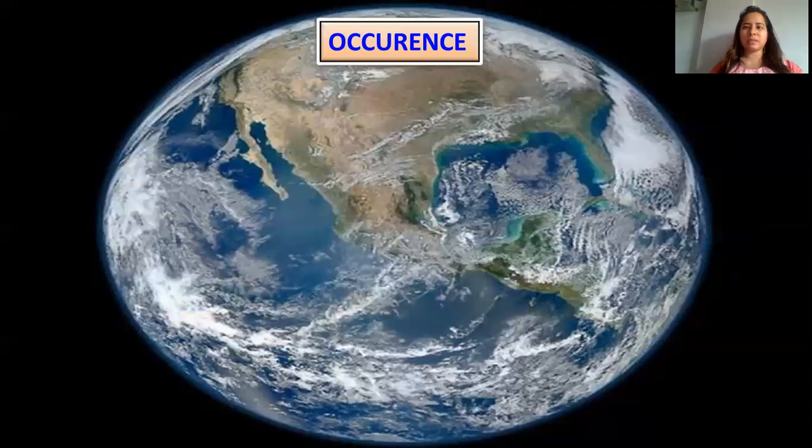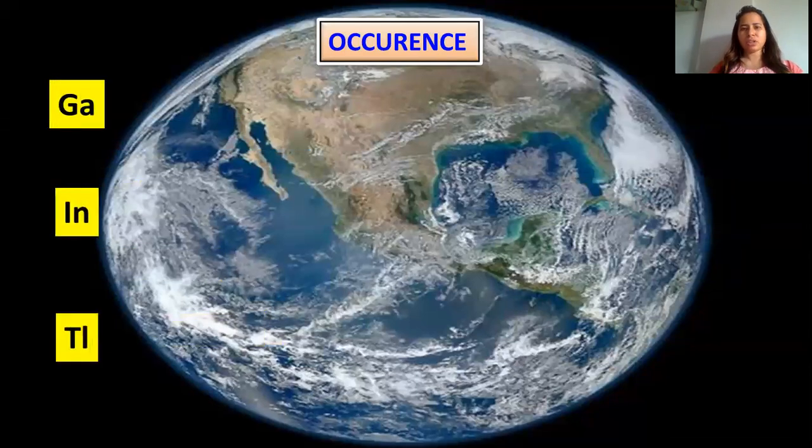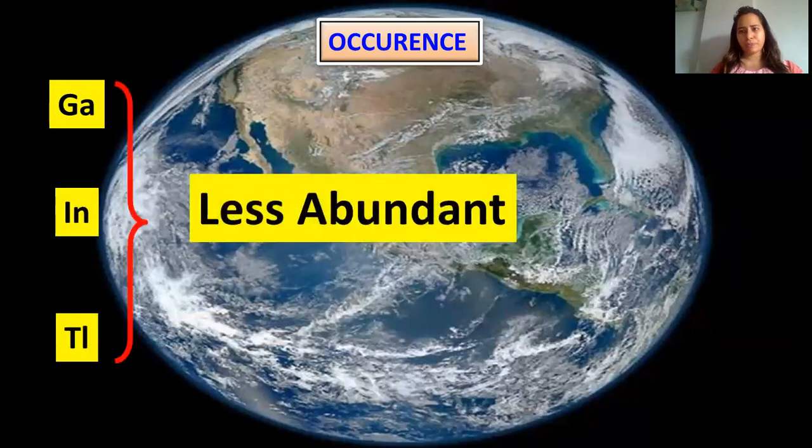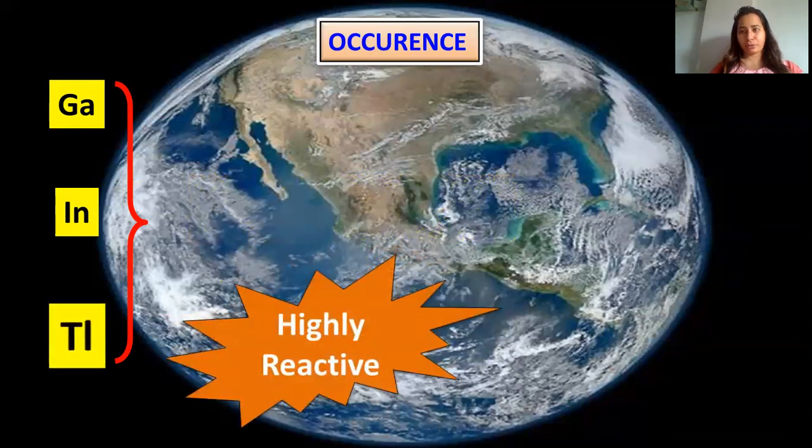Talking about the next element after aluminium, we have gallium, indium and thallium. You can see these elements, they are found very less abundantly in nature. They are found very less in nature. And if you talk about these elements, they are highly reactive. Talking about gallium, very important point you need to note down. Gallium is an element. You can see gallium is a metal which is liquid at room temperature.